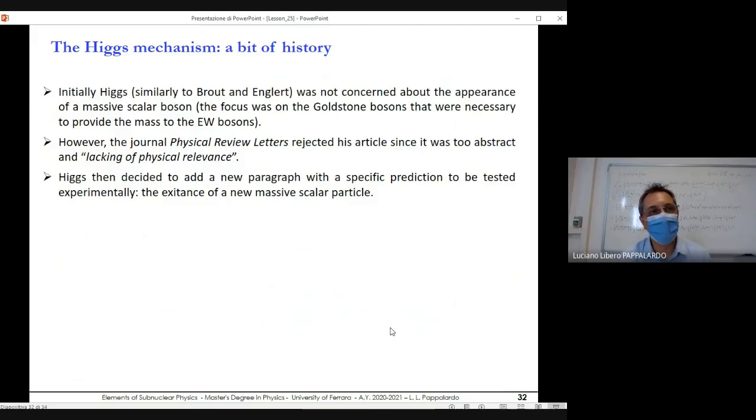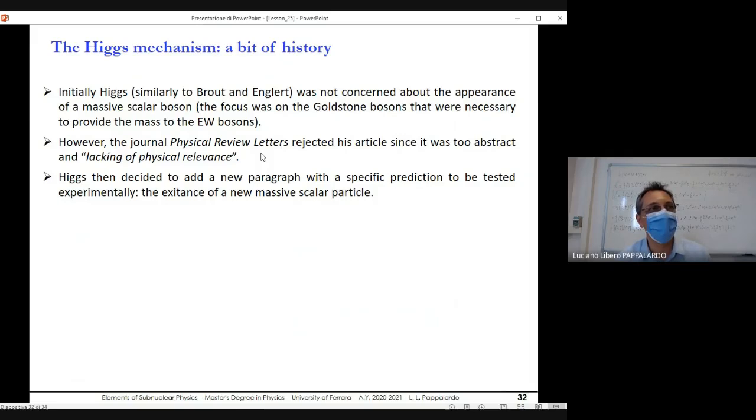Now, it's interesting to see why the Higgs boson is called Higgs boson. So we have six people here. So why Higgs? The story is the following. Similarly to Brout and Englert, Peter Higgs, in his original manuscript, also was focused on this transformation of the Goldstone bosons into the mass of the gauge bosons. And so he also neglected the importance of this remaining massive scalar. Then he submitted the paper to Physical Review Letters, and the paper was rejected by the editor because the article was too abstract and essentially was lacking physical relevance.